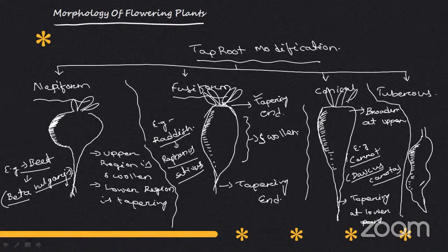But here in case of napiform, the upper part is the broader part and the lower part is the tapering part. Here both ends are tapering, but the middle part is swollen. In case of conical, the upper part is very broad and the lower part is very tapering, and gradually it is decreasing its breadth, or decreasing its diameter. And in case of tuberous, there is no definite shape.